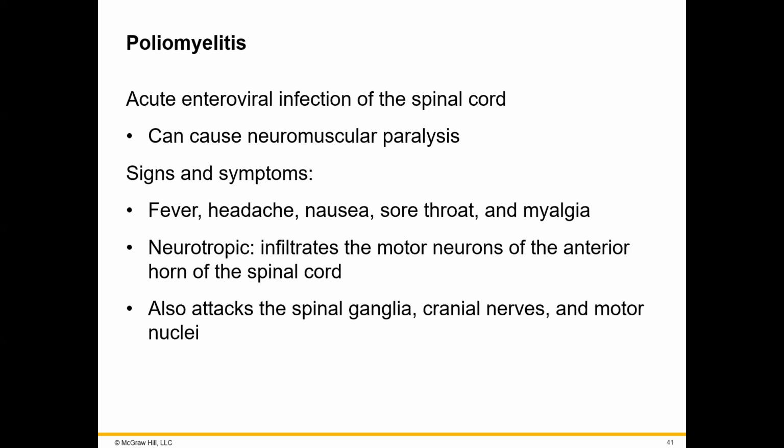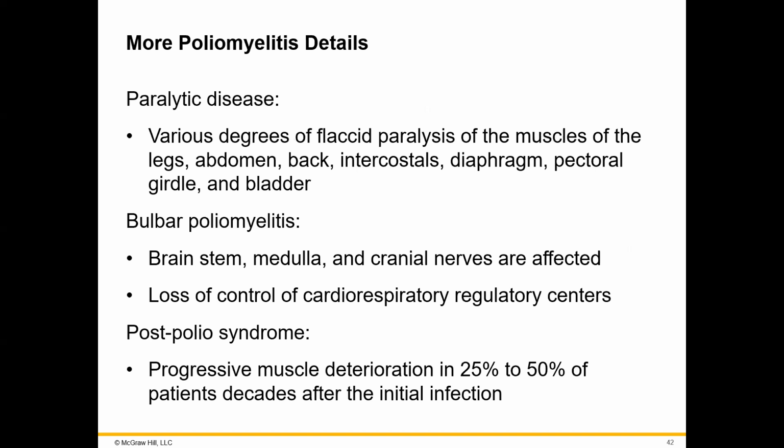It will infiltrate motor neurons. So we're talking the peripheral nervous system here, and affect those neurons, and then can move into the central nervous system after that. So it can cause a paralytic or a bulbar version. In the paralytic aspect, we're going to have basically paralysis that can become progressive. So we'll have the extremities affected, and then it can progress further into the body. It can affect the legs, abdomen, back, intercostals, diaphragm, pectoral girdle, and the bladder. And so as the paralysis progresses, we would have to put people into the iron lungs, and the pressure changes in the actual apparatus would force the body to take in air and exhale air, because their diaphragm couldn't do the work for them. It was forcing that for them.